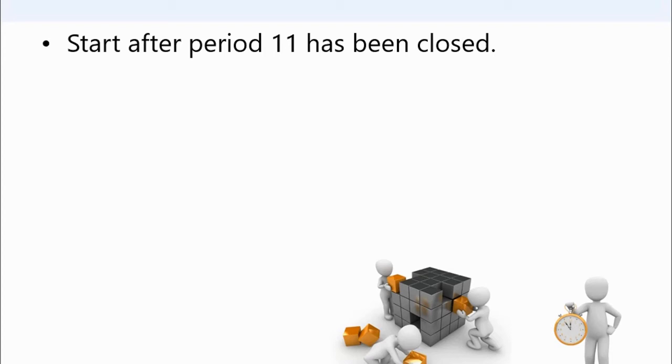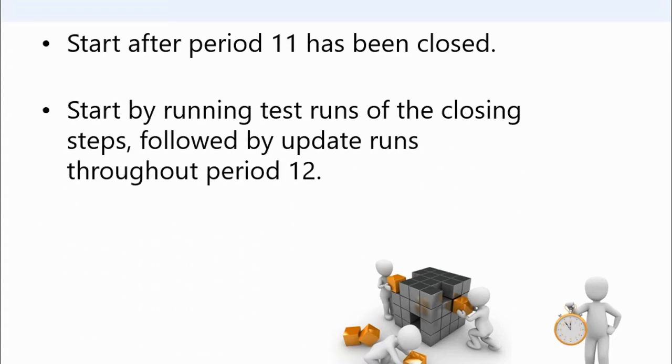So really what you do is you wait until period 11 has been closed. Typically, that includes your depreciation, your settlements, your depreciation posting, and then eventually financial accounting closes the accounting period 11. That typically happens within the first few days of period 12. And as soon as that's done, that's when you want to start the year-end close process for asset accounting.